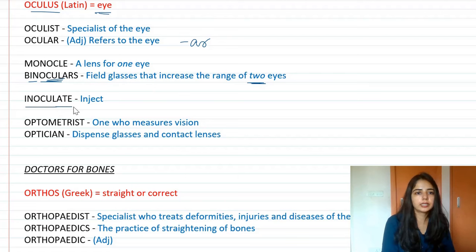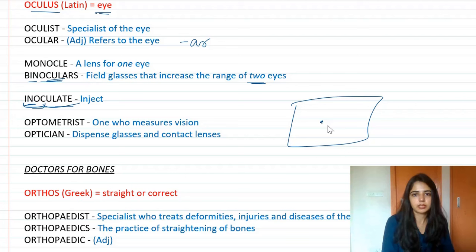Then inoculate means inject. See, there is no double N over here. There is only single N over here. It means to make an eye in your skin. Basically, if this is your skin and we are making an eye in it, it means we are injecting something. That is why this root word is being used here, because when you are injecting, you are just making a hole in your skin, like an eye in your skin.